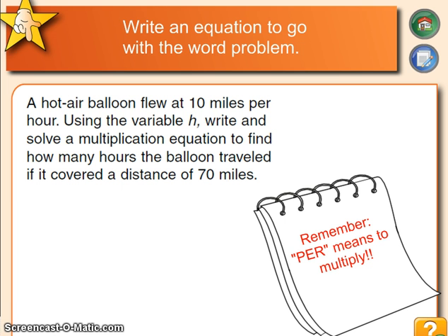All right, so now let's take this and try one on your own. A hot air balloon flew at 10 miles per hour. Using the variable h, write and solve a multiplication equation to find how many hours the balloon traveled if it covered a distance of 70 miles.